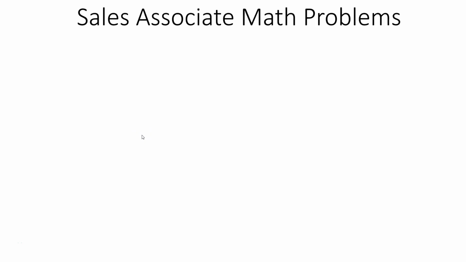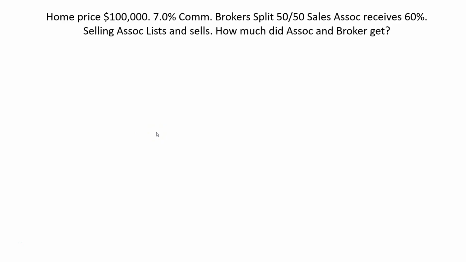Okay, let's look at some of the sales associate math problems. First one is broker and agent commission split. Here's a question. We're just going through questions. Home price 100,000, 7% commission. The broker's split is 50-50 between the other brokers. Sales associate receives, say, 60%, and the selling associate lists and sells. So how much does the associate and the broker get?